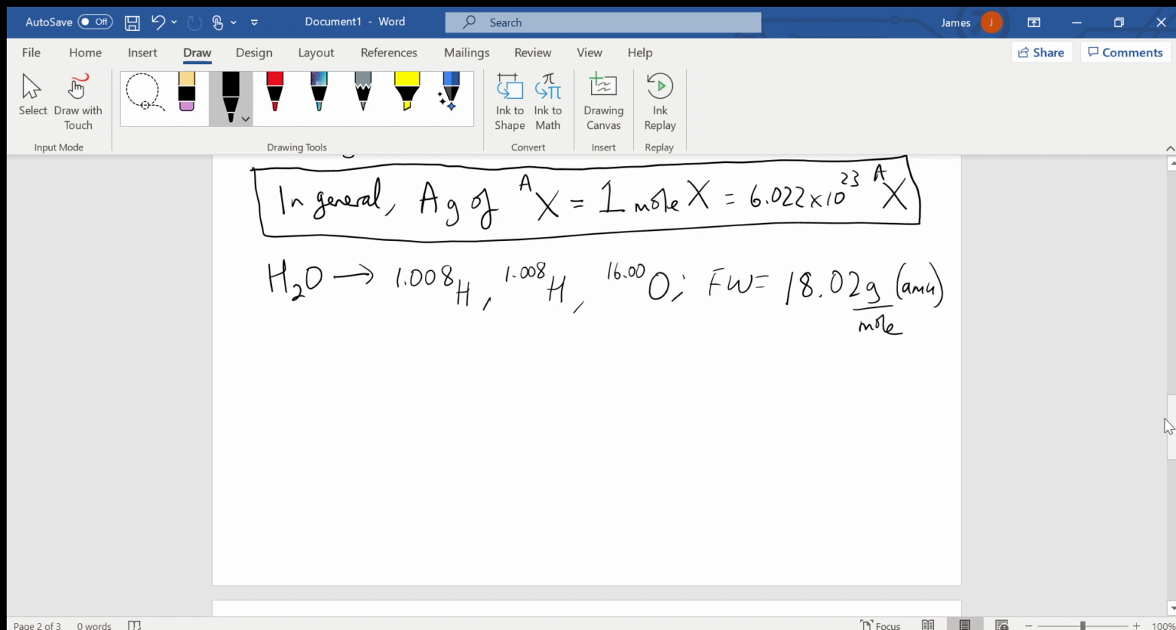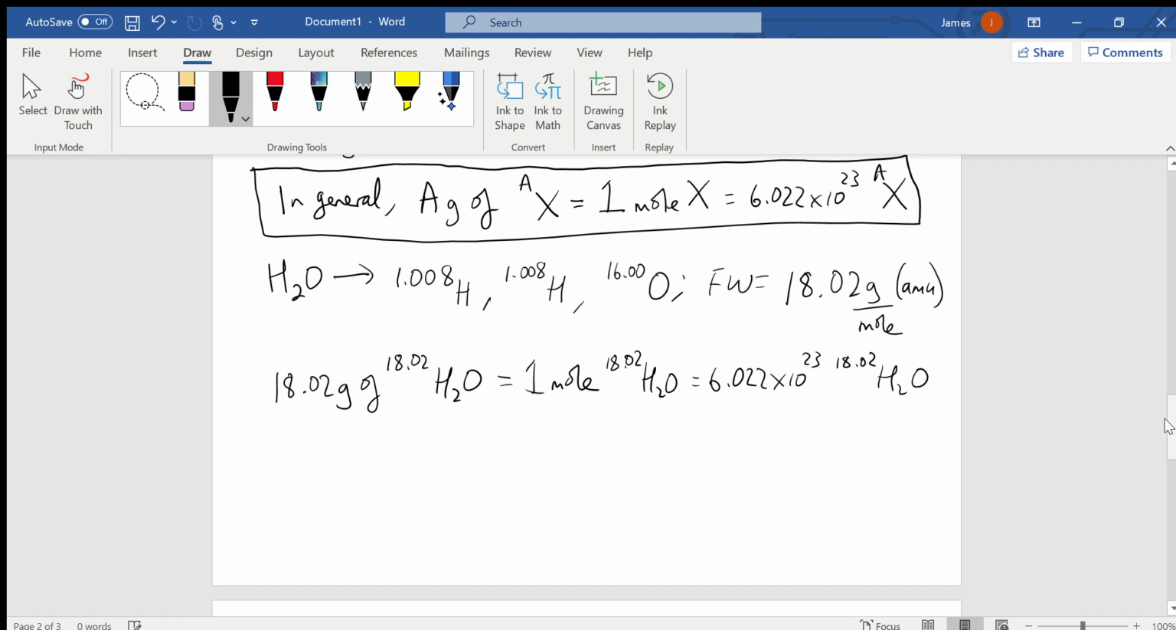So therefore, what we did for a single element, now we have a collection of elements, we just add them together. So I know that 18.02 grams of 18.02 water is 1 mole of 18.02 water, which is Avogadro's number of 18.02 water.